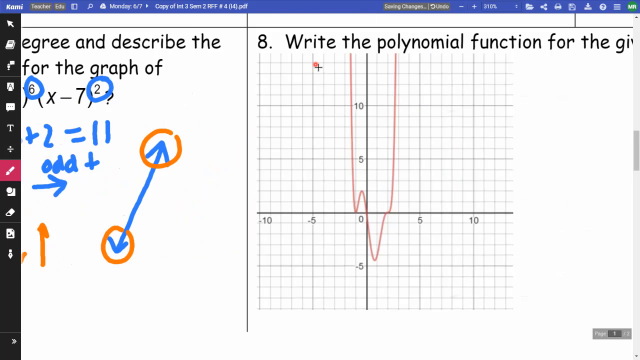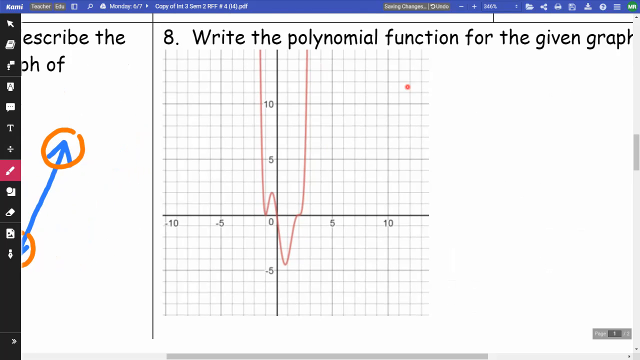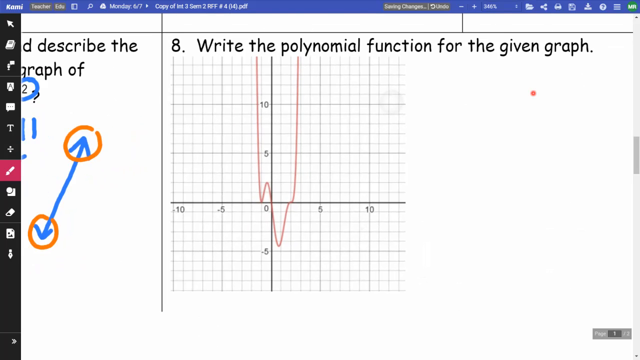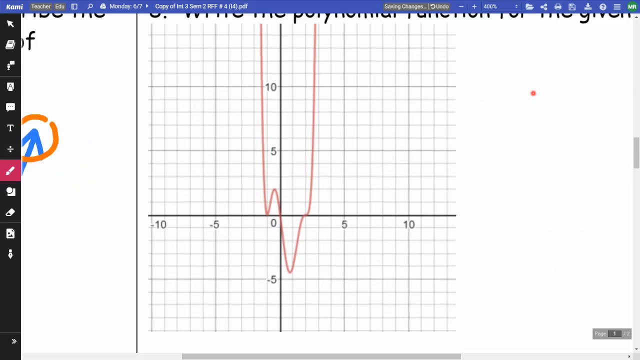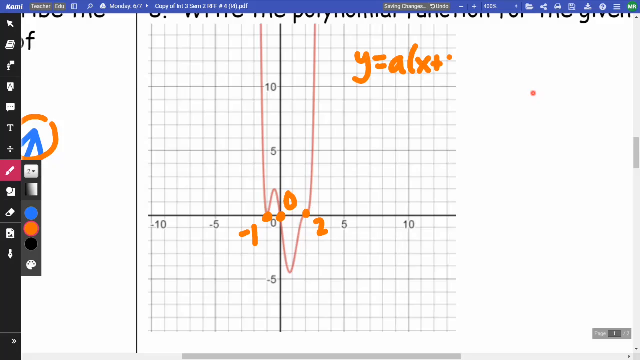On number 8, okay, we're going to write the equation of this polynomial. Okay, so it looks like I have a 0 here at negative 1. I have at 0, that's a 0. And I have at 2. I have a double root at negative 1. So it's going to be y is equal to a times x plus 1 squared because of the double root, times x, that's my single root. And then I have an x minus 2 cubed.